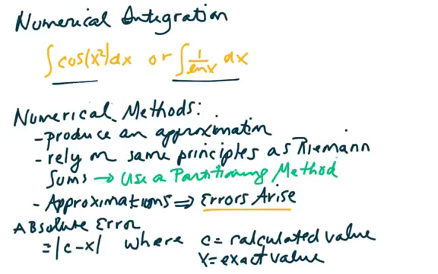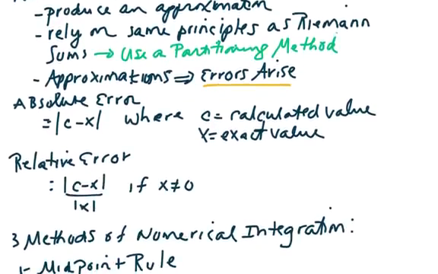These numerical methods are basically relying on the same principles as Riemann sums, where you're using a partitioning method. So let's do a quick little summary on the error analysis that you'll do for the lab. You're going to basically be computing the absolute errors. We're not going to worry about the relative error, but I wanted to make sure you understood the different kinds of error.